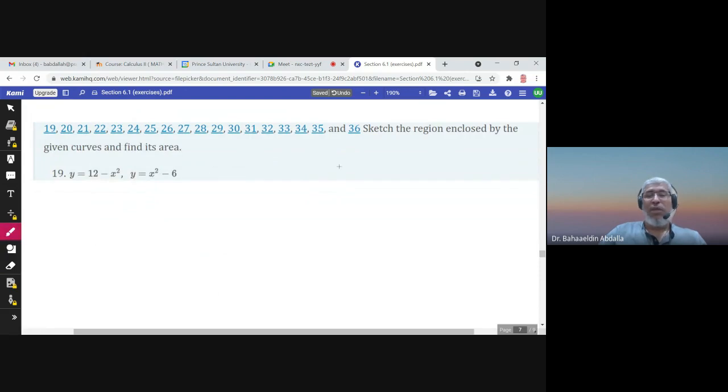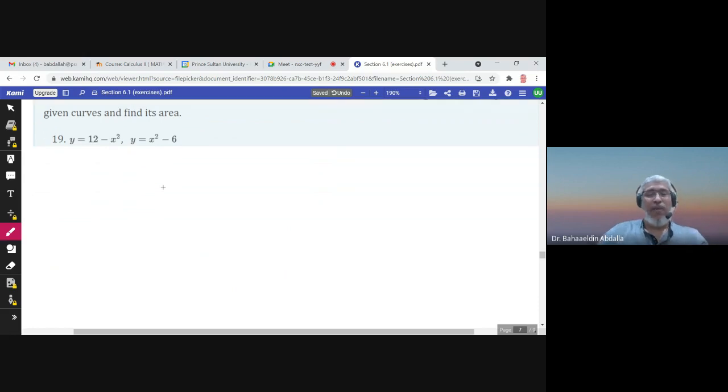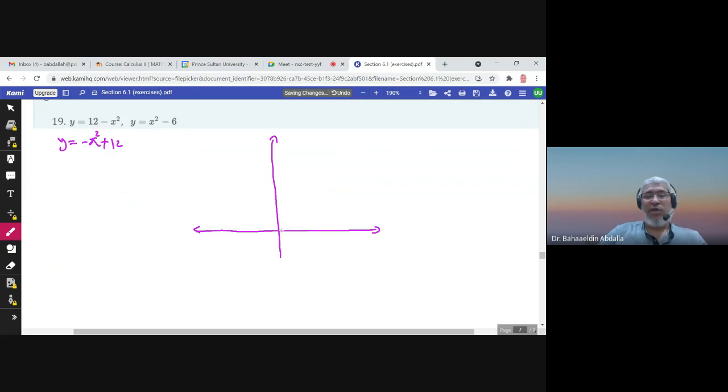Here, sketch the region enclosed by the given curves and find the area. So this is a parabola, y equals negative x squared plus 12. It's a parabola that opens downwards and is taken 12 units up. You know the parabola y equals negative x squared goes like this, plus 12, so it's taken 12 units up. So this is the graph of this parabola. x squared minus 6: you know the graph of x squared, but it's taken 6 units down.